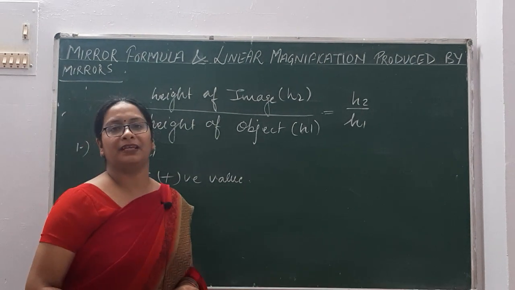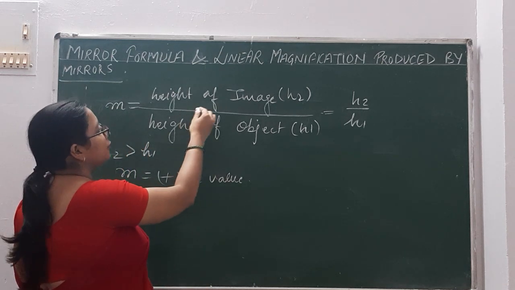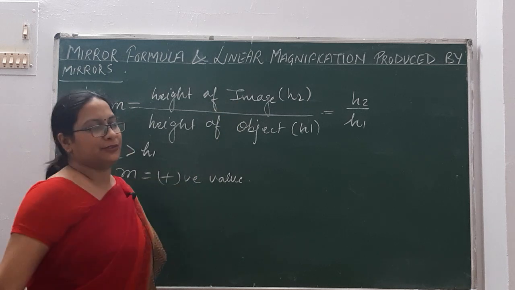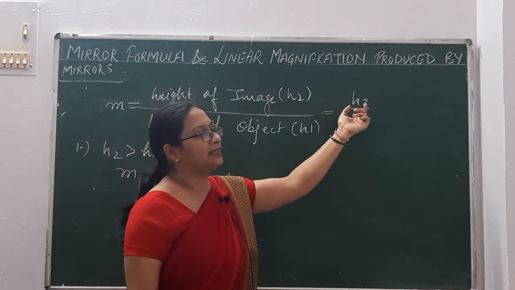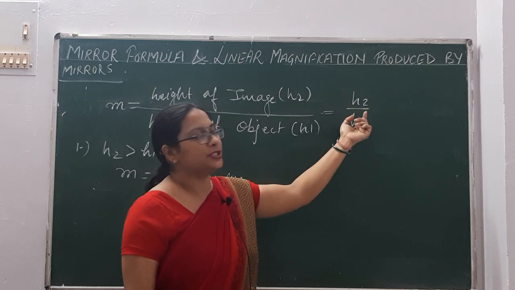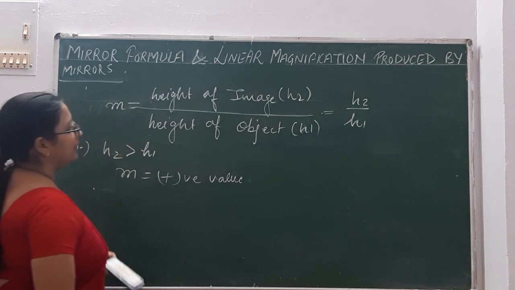Children, linear magnification produced by a spherical mirror. It is defined as the ratio of height of image to the height of object, h2 by h1. h2 is the symbolic representation of height of image and h1 is the height of the object here. So children, there are some more cases.